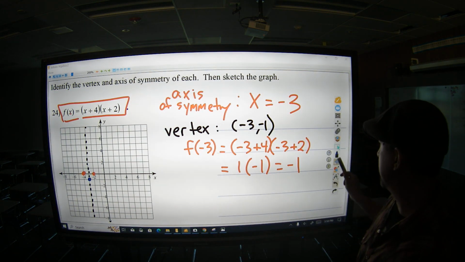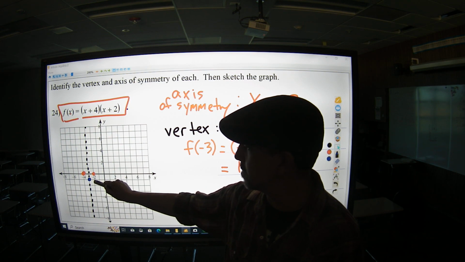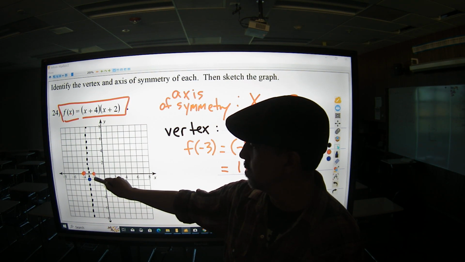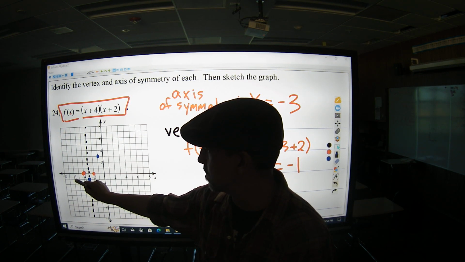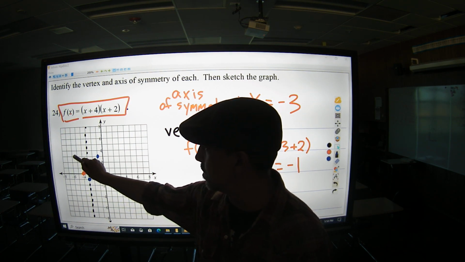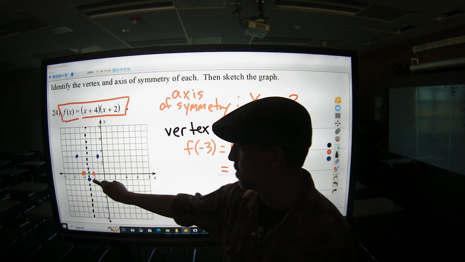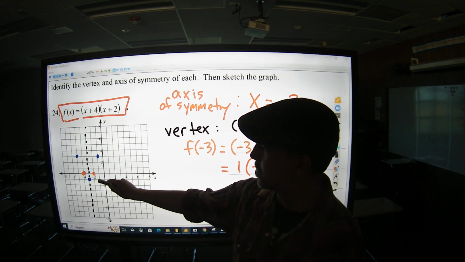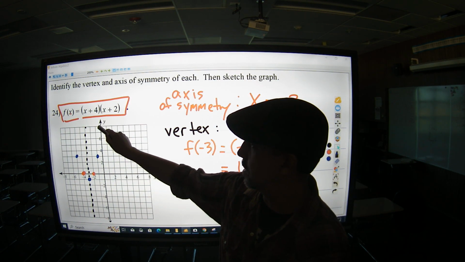And we know that if I go over 1, I should go up 1 squared. And if I go over 2 from the vertex, I should go up 2 squared, which is 4. So that's 1, 2, 3, 4. And likewise, if I go over 2 the other way, then 1, 2, 3, 4. If I was to go over 3 steps from the vertex, then I should go up 3 squared, which is 9. So that's 1, 2, 3, 4, 5, 6, 7, 8, 9.